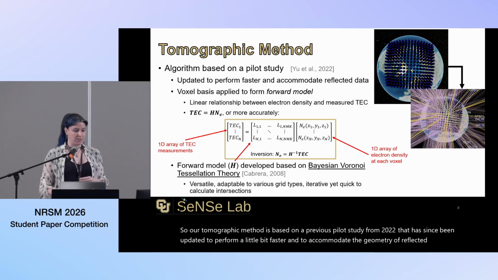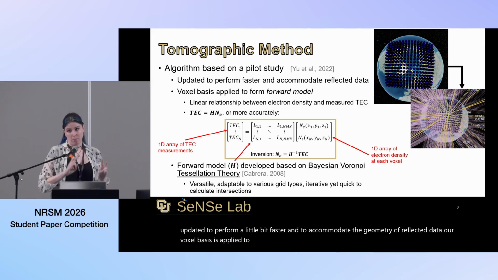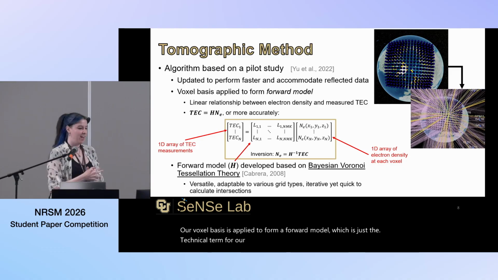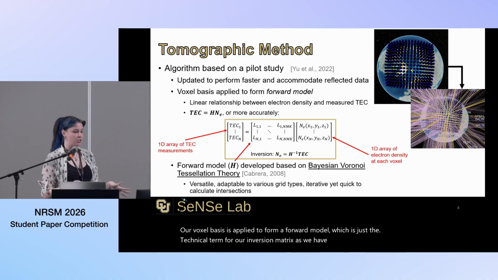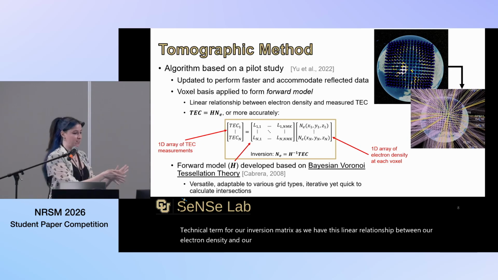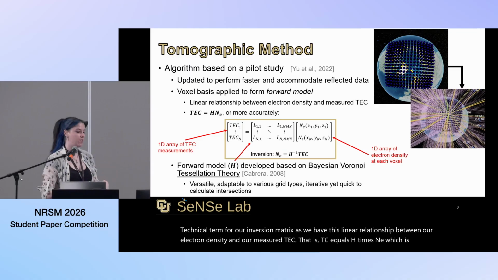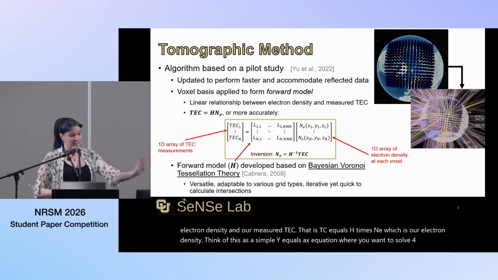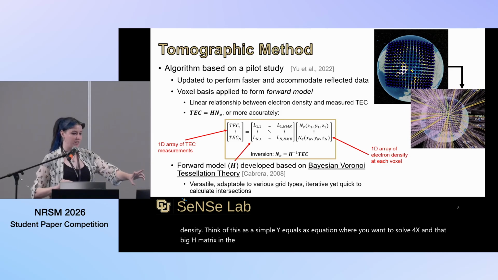Our voxel basis is applied to form a forward model, which is just the technical term for our inversion matrix, as we have this linear relationship between our electron density and our measured TEC. That is, TEC equals H times NE, which is our electron density. Think of this as a simple Y equals AX equation where you want to solve for X. And that big H matrix in the middle is the one containing all of the intersections and contributing lengths from our signals.